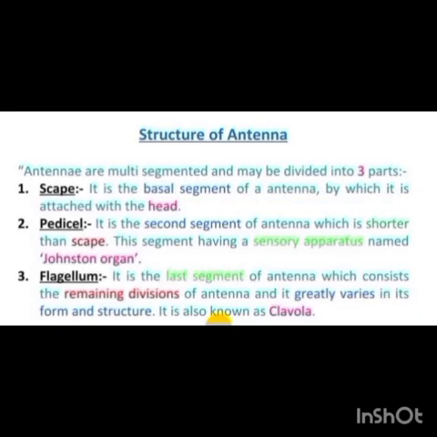Structure of antenna. Antennae are multi-segmented and may be divided into three parts. 1. Scape. It is the basal segment of an antenna, by which it is attached to the head. 2. Pedicel. It is the second segment of the antenna, which is shorter than the scape. This segment has a sensory apparatus named Johnston's organ.